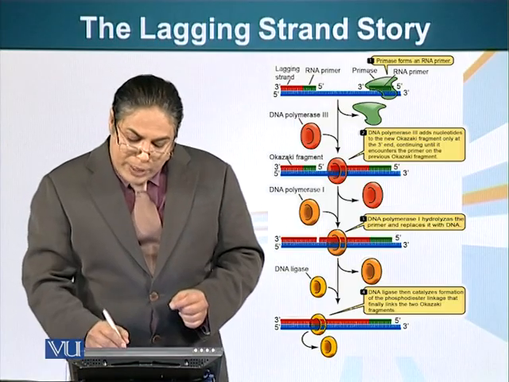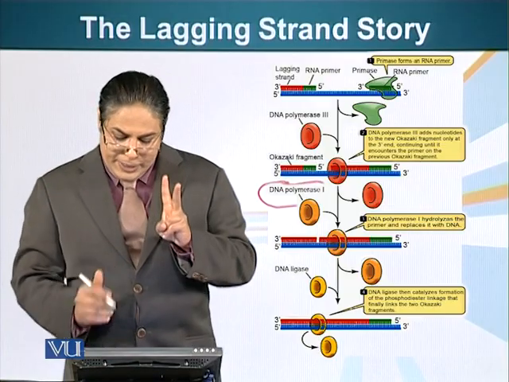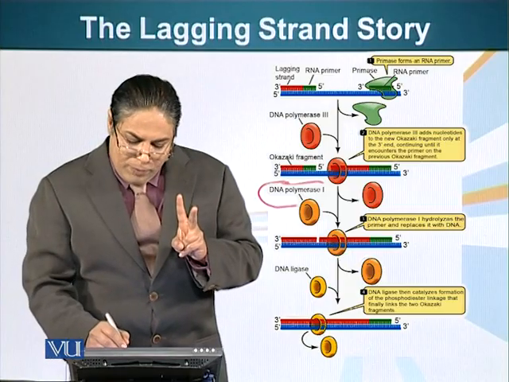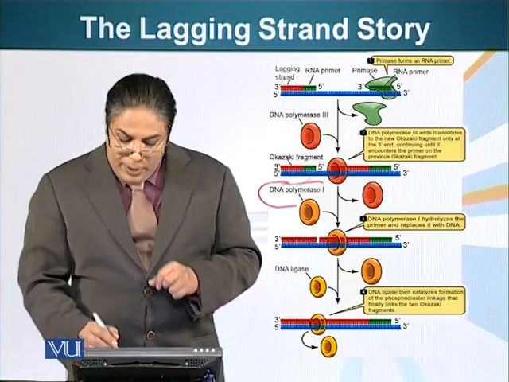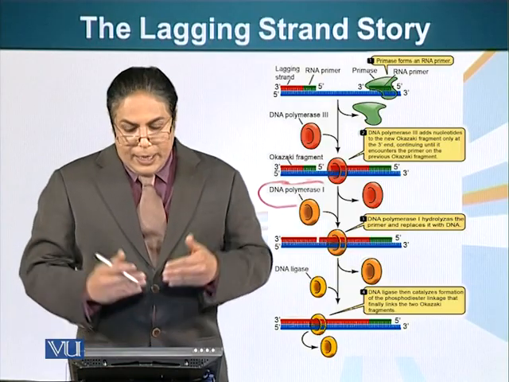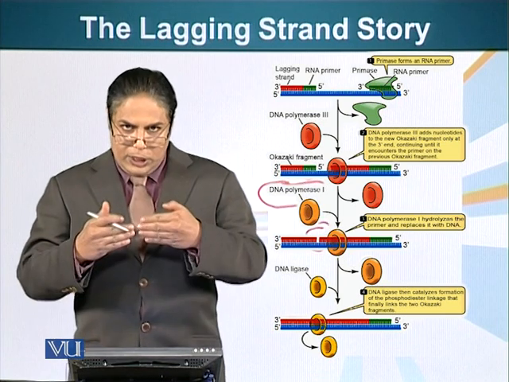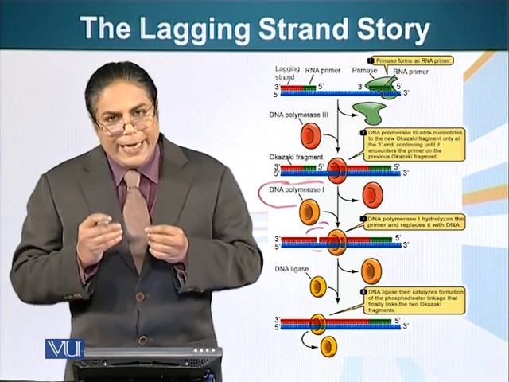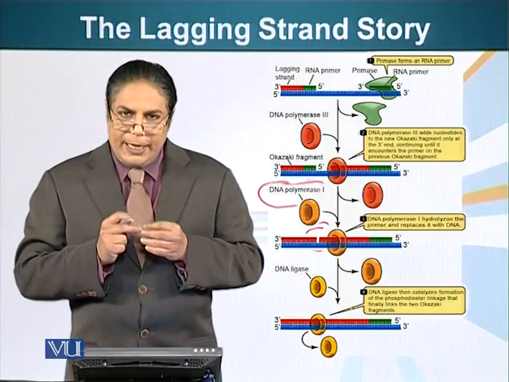DNA polymerase 1 comes in and has 2 activities. It will remove the RNA primer, which was made initially by primase, and also extend the DNA. So now the 2 DNA fragments, as you can see on the screen, are adjacent to each other. However, there is a gap between these 2 DNA fragments. We need to seal that gap.